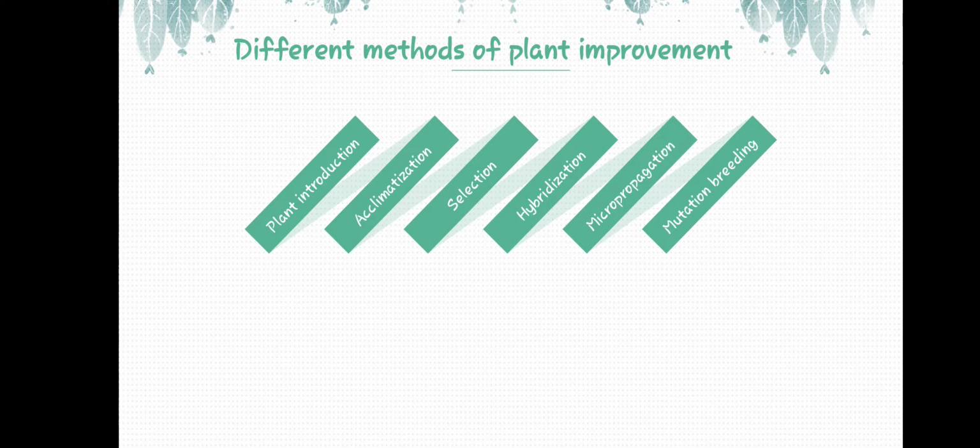First one is plant introduction. Acclimatization is another method. Selection of better varieties of crops or plants. Then another method of crop improvement is hybridization. Micropropagation also comes under the methods of plant improvement, and mutation breeding is also another method. So I've just mentioned 6 of them. There are many other methods of improving plants. We'll just stick to a few of these.